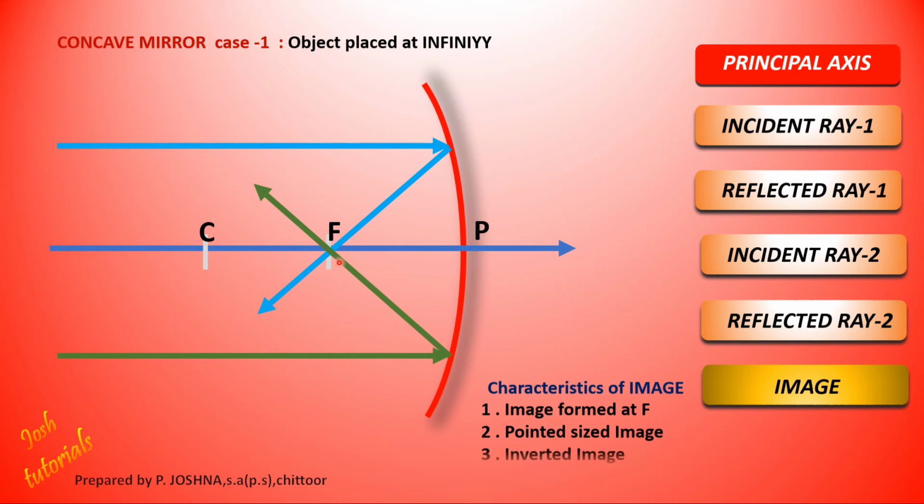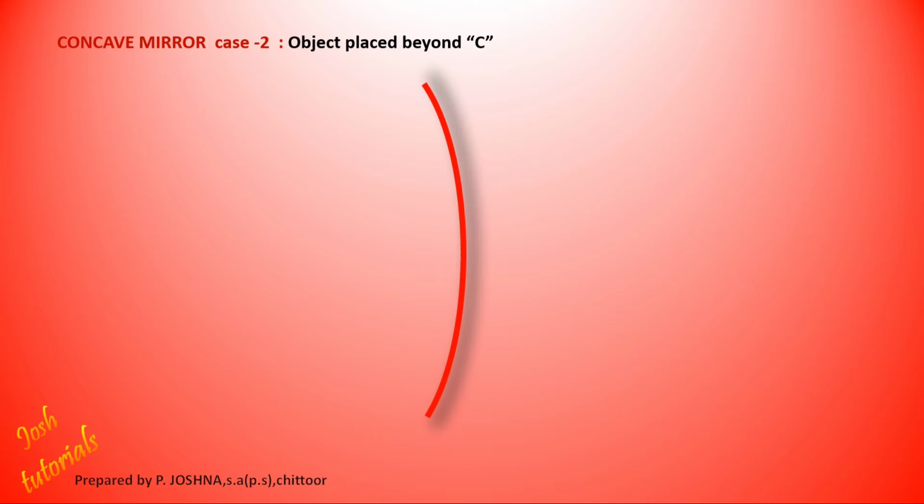Look at the image and its characteristics. As the object is at a long distance, the image is formed at the focal point, and it is point-sized, inverted and real.